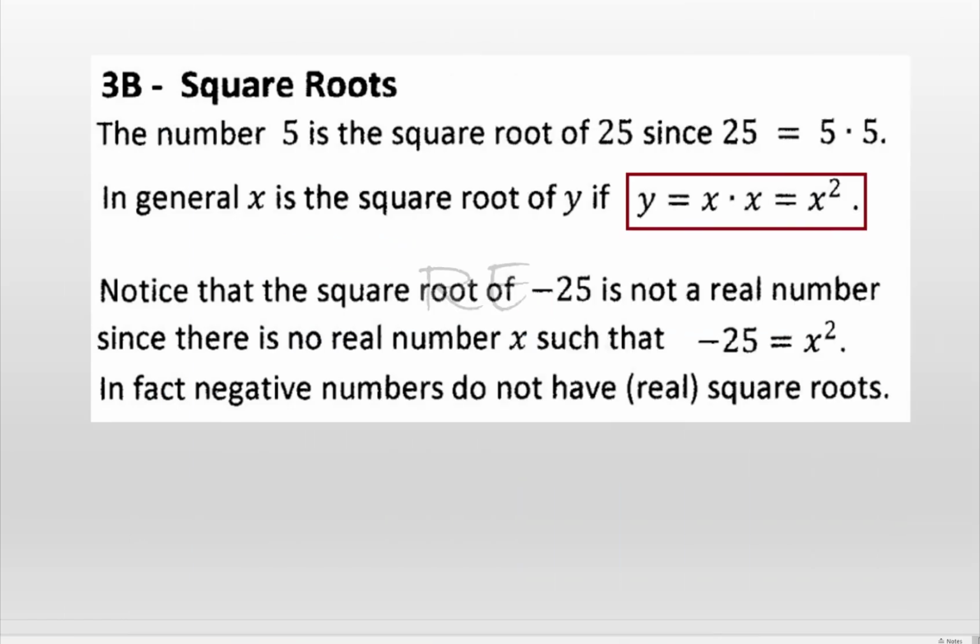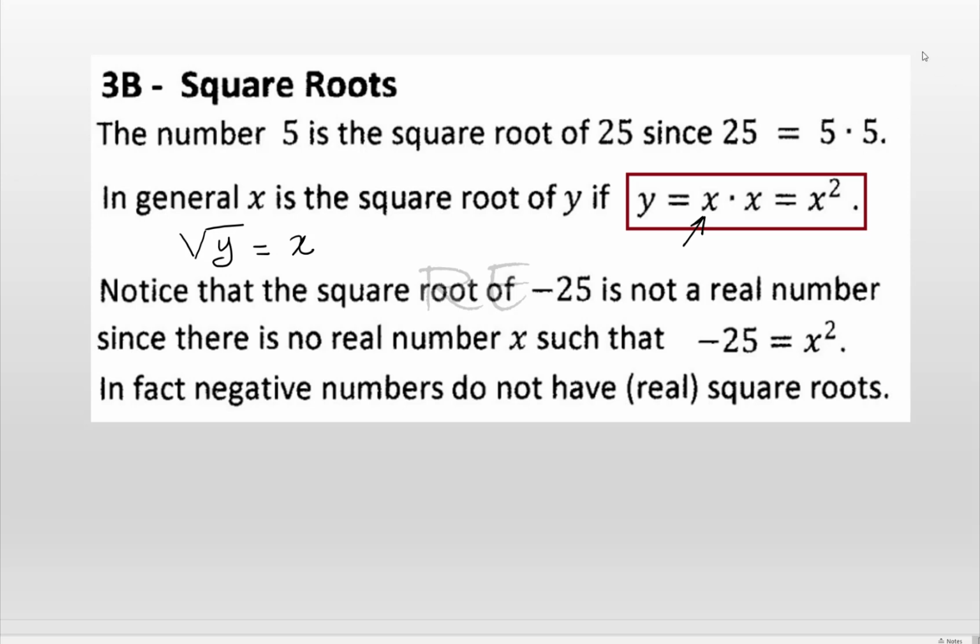If y is equal to x times x, it means y is equal to x squared. We say that x, one of the factors, is equal to the square root of y. The square root of y is equal to x.